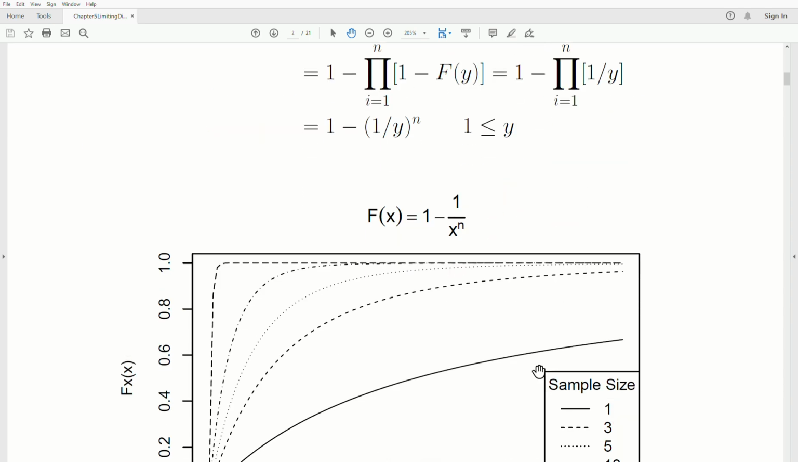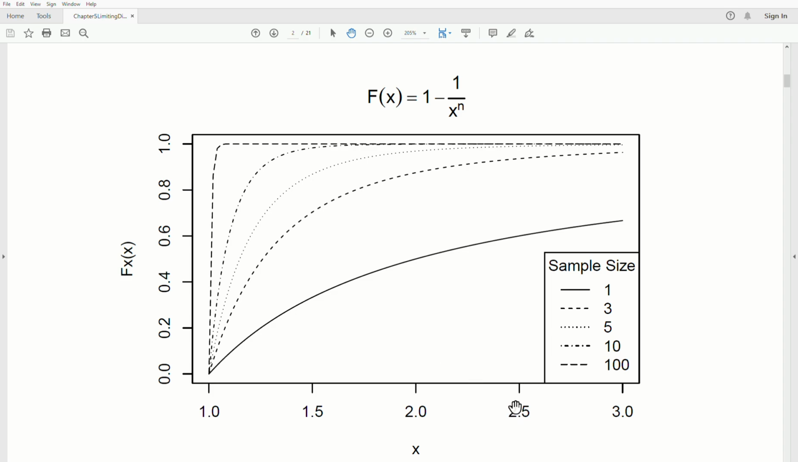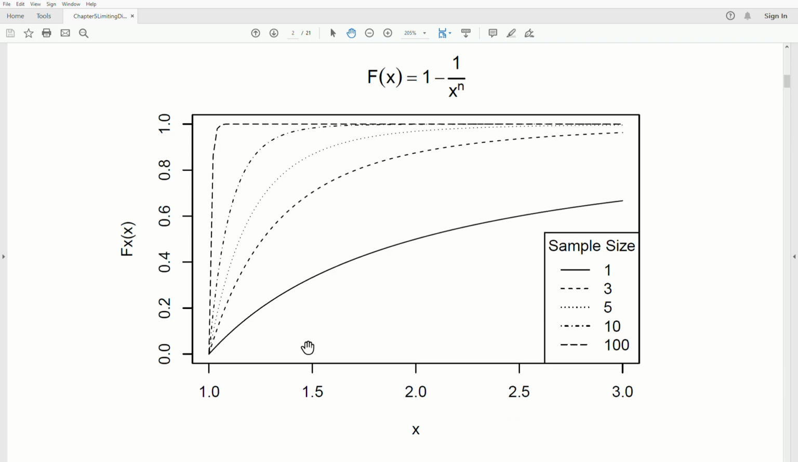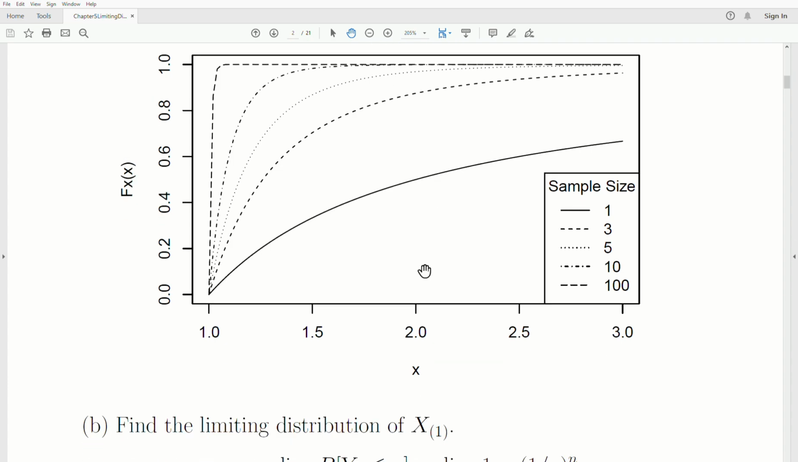Now let's plot some of these for different values of n. So when n equals 1, this is the CDF, n equals 3, n equals 5, n equals 10, n equals 100. You can kind of see the pattern. As n increases, it keeps getting shoved into this top corner. So it almost looks like eventually it's just going to be vertical and then horizontal. And that's the trend that we're seeing from this CDF of the smallest order statistic.